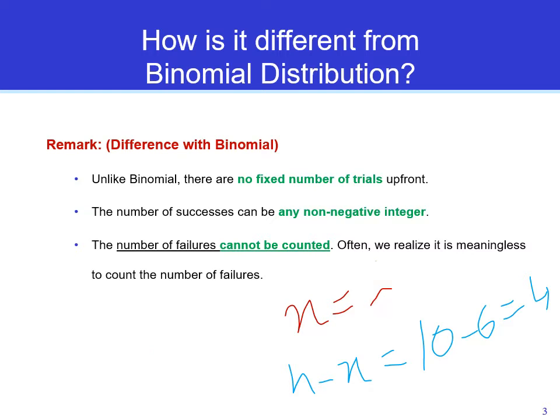But this is not actually true in Poisson distribution. In Poisson distribution, we cannot really count the number of failures. Most of the time, it doesn't even make sense. For example, going back to the example of Poisson distribution as the number of scratches on the paint surface of a car, if you define the occurrence of a scratch as a success, then you can count the number of scratches.